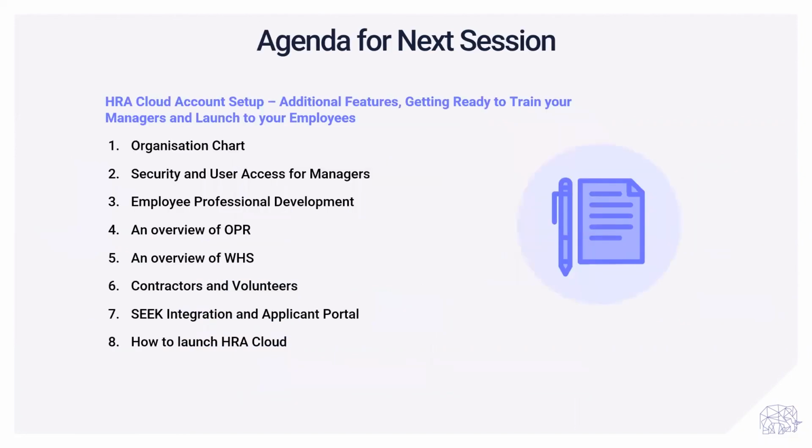In the next setup session, we will cover how to set up the organization chart, security and user access for managers, employee professional development and how to load that against an employee record. We'll provide an overview of our online performance review module, an overview of our work health and safety module. We'll cover contractors and volunteers, the Seek integration and applicant portal, and lastly, how to launch HRA Cloud.